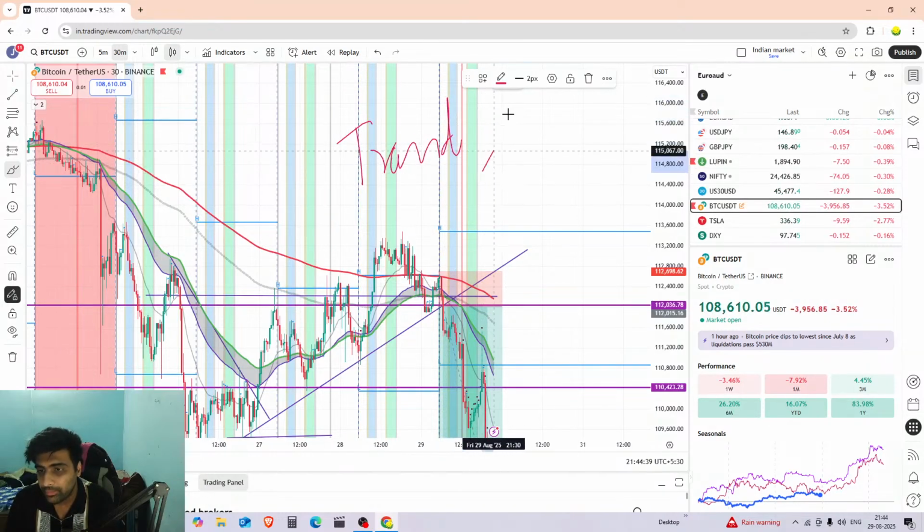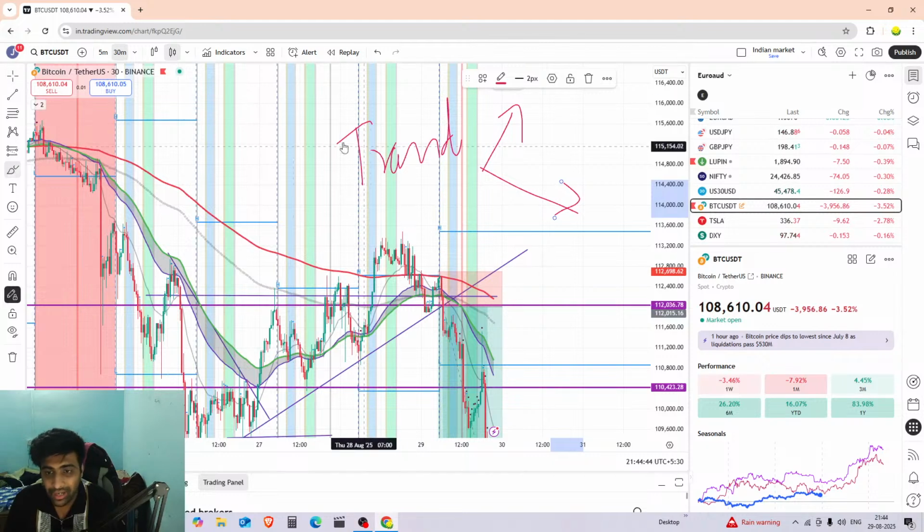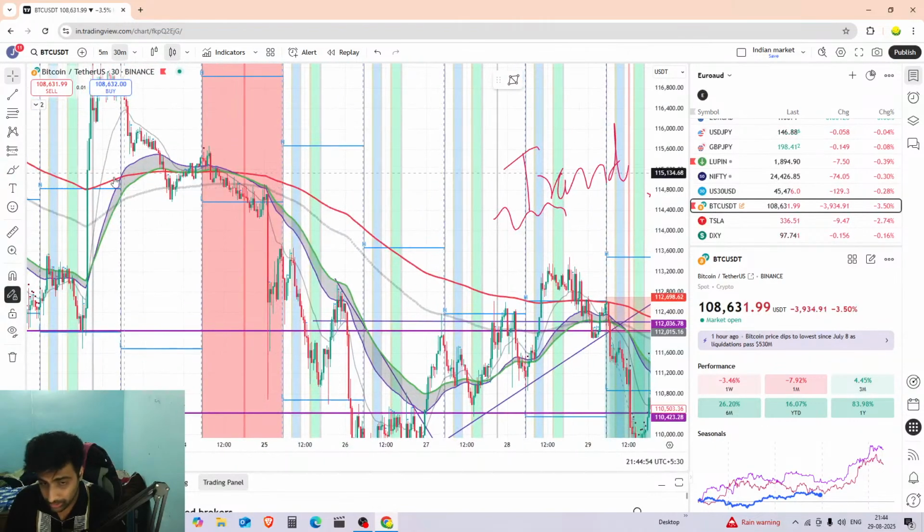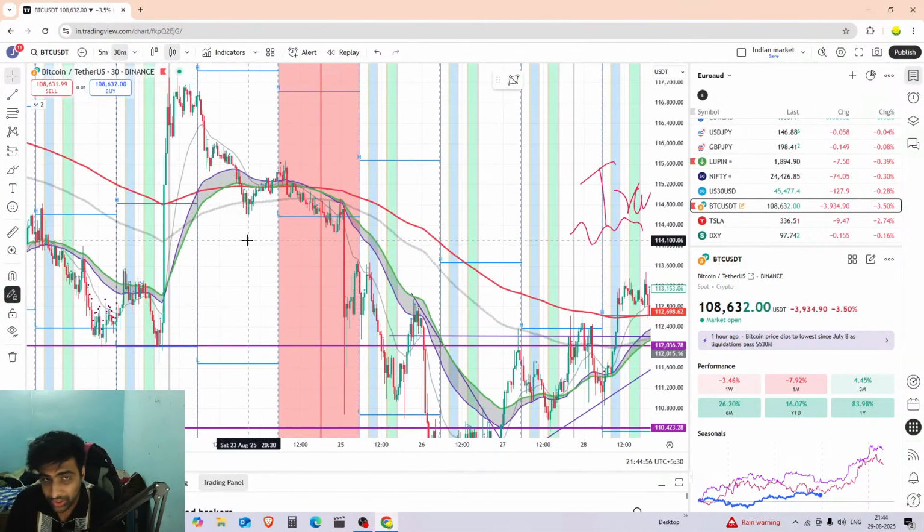So either it can be an uptrend or a downtrend. You have to only trade if the market is going up or if it's going down. You don't have to take the trade if it is sideways. And the time frame should be 30 minutes. The second condition: we don't take small time frames because those time frames are too noisy.